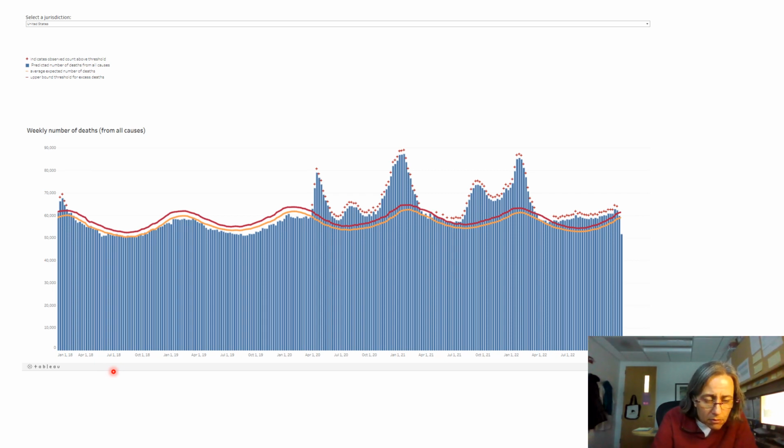January, okay. Here's January 2019. There we go. All right. And then here is January 2020. Okay. So the first thing I want you to notice is this orange line. So this orange line here is the average number of expected weekly deaths in the country.